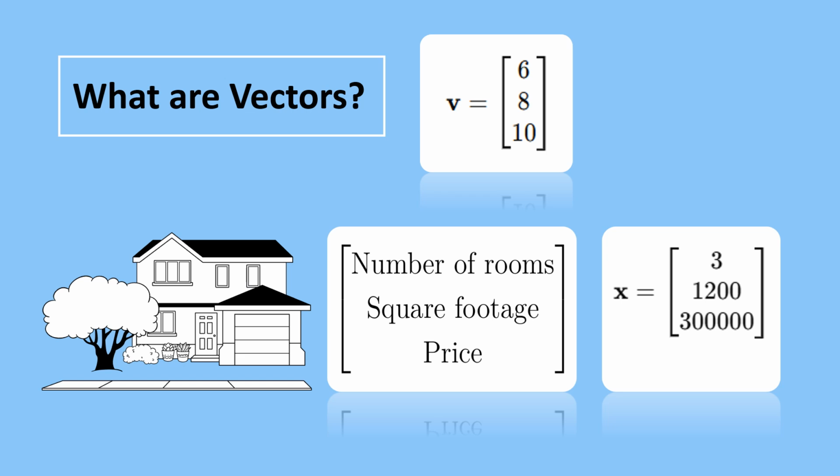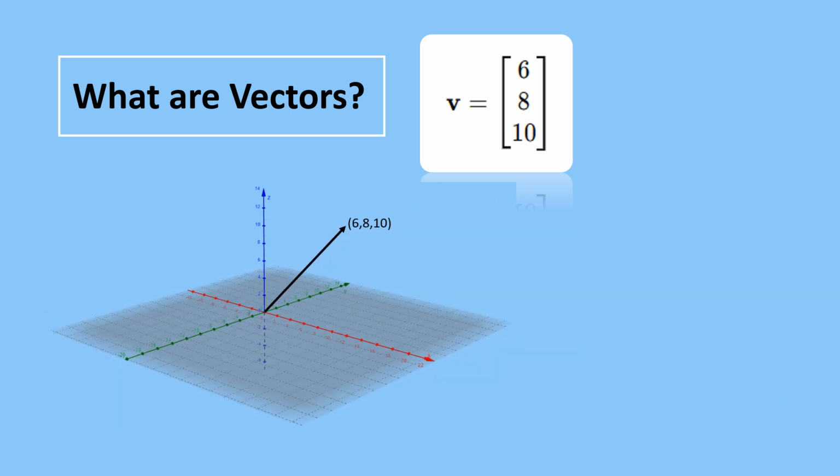Vectors can also represent points in multidimensional spaces and are often visualized as arrows. For example, vector v can be represented by an arrow originating from the origin and pointing to the coordinates x equals 6, y equals 8, and z equals 10 in three-dimensional space. In this lesson, we will focus on two basic operations on vectors, addition and scalar multiplication.